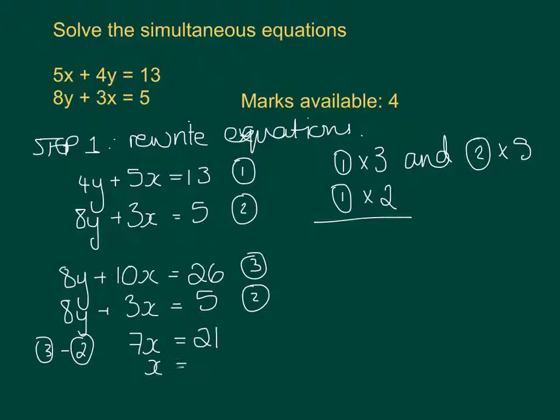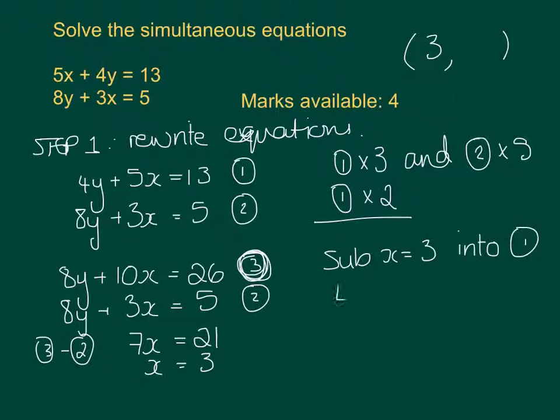So x must be 3. So in that equation then, that point we were trying to find, that coordinate, our x value is 3. Now we need to substitute x is 3 into one of our original equations. So this is why we labelled this new one 3, because it isn't one of our originals. I am going to substitute that into equation 1. But don't forget you can pick either. So 4y plus 5 lots of x, which is 5 lots of 3, so that's 15, is equal to 13.